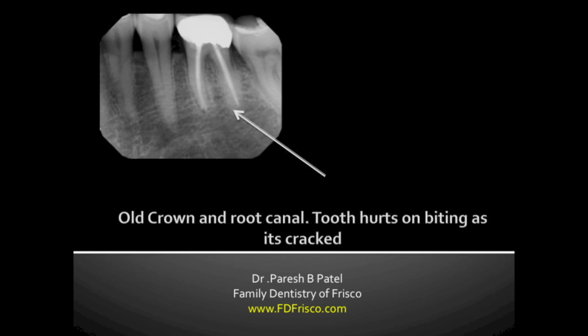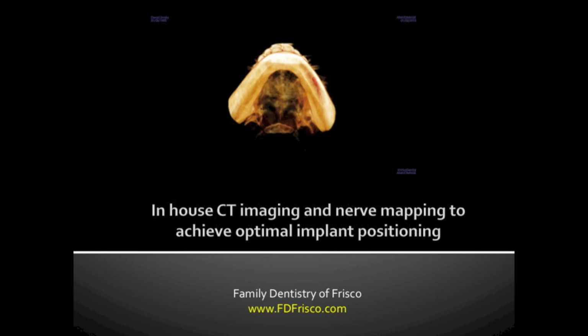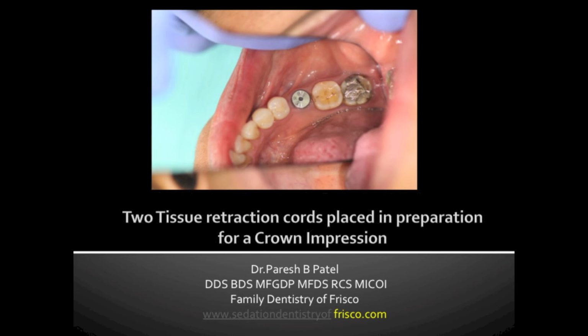At Family Dentistry of Frisco, Laser, Sedation and Implant Center, we have an in-house CT scanner which allows us to three-dimensionally measure and see the bone quality and quantity, and also to map nerves within the bone cavities to minimize the potential of nerve damage or nerve trauma. After completing the CT scan, we went ahead and planned to place a dental implant in the site where we're going to do the extraction.